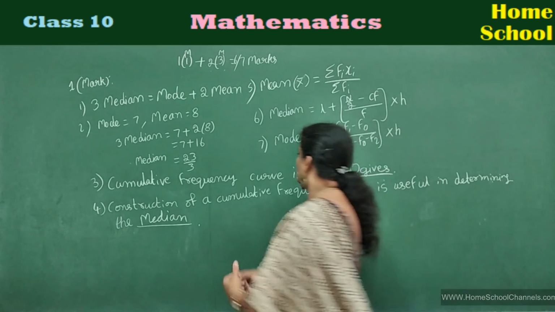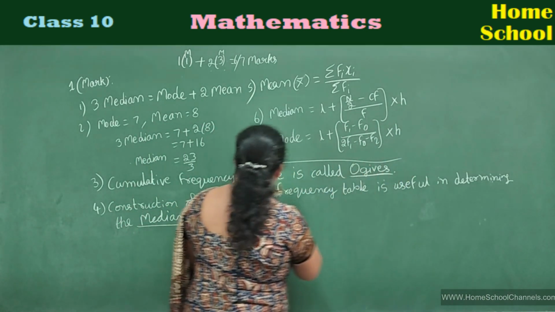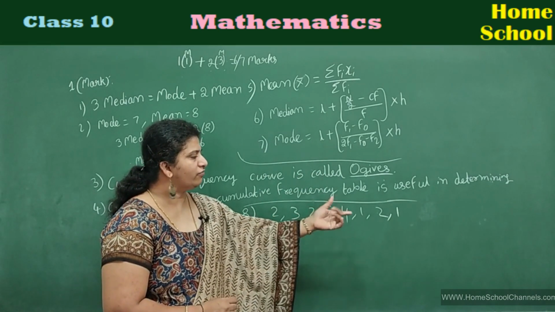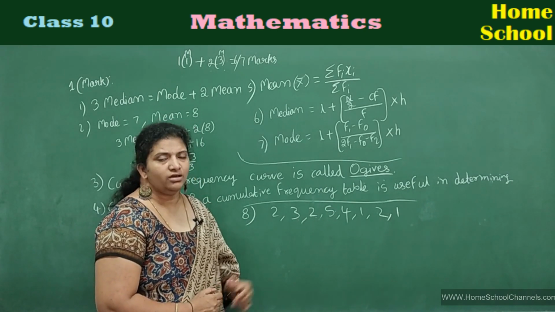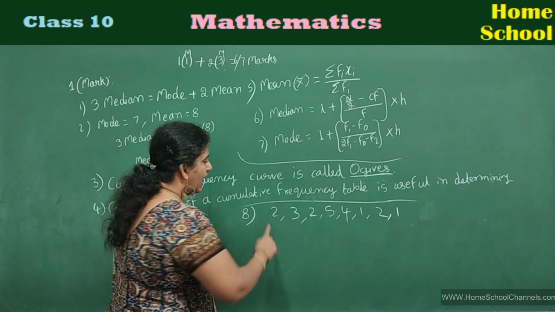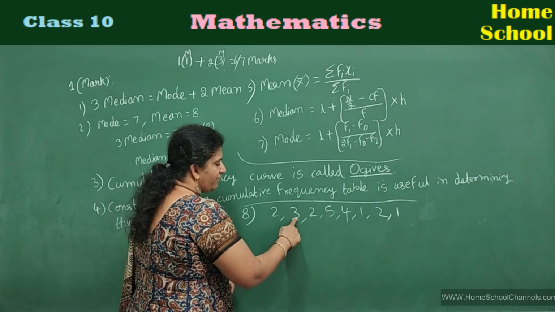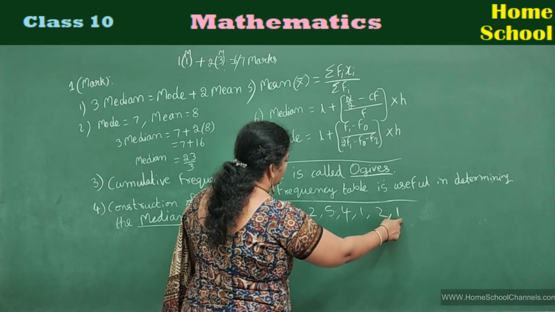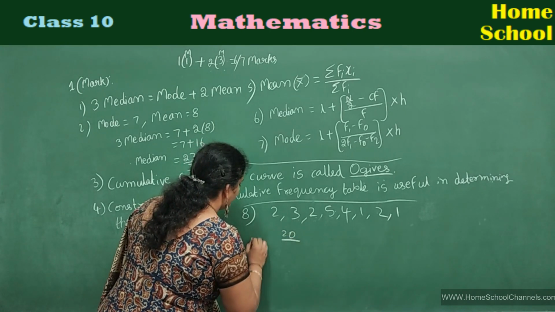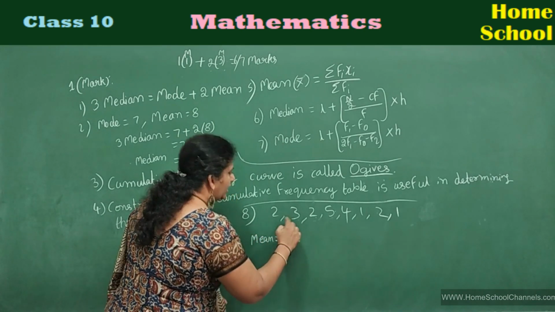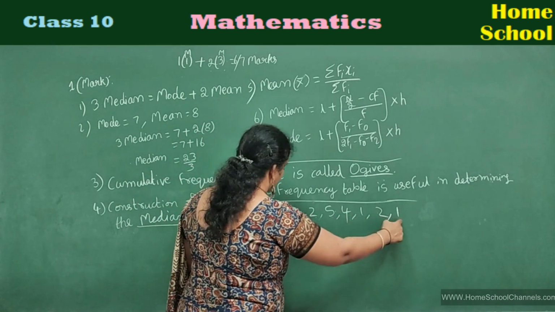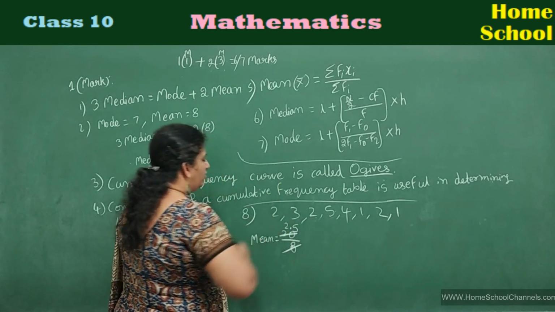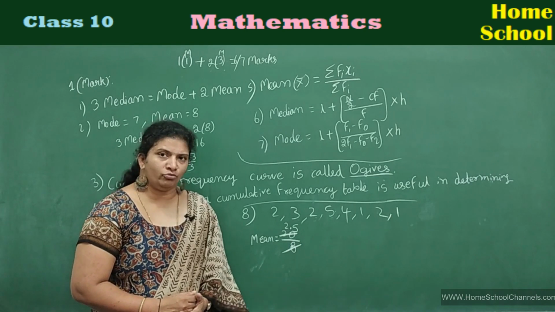And next question, eighth one. Okay, let me continue here. They'll give you data like this: 2, 3, 2, 5, 4, 1, 2, 1. Find the mean. Mean of the data means what we need to do? Add all these. 2 plus 3, 5, 7, 12, 16, 17, 19, 20. Mean is equal to 20 by how many scores you have? 1, 2, 3, 4, 5, 6, 7, 8. 20 by 8 is 2.5. Therefore, mean is equal to 2.5.